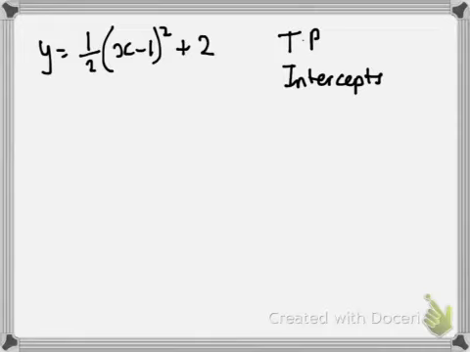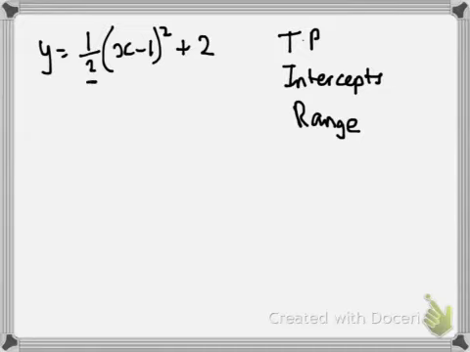Okay, last graph I want to do on this video is the graph of y equals a half (x minus 1) squared plus 2. I want us in the answer to put down the turning point, the intercepts, and we're also going to talk about the range of the graph as well. Let's start with the turning point.